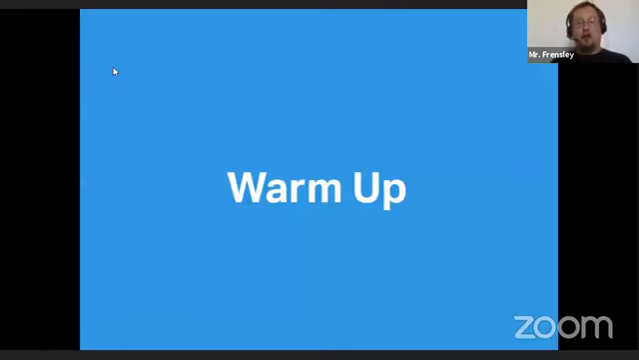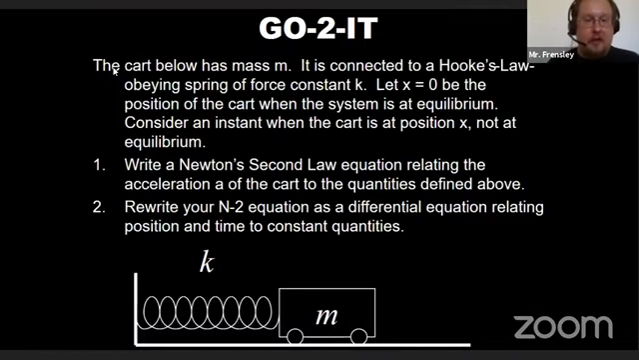All right, start with a warm-up. I'm going to call it a go to it. We've got a cart, it's mass M. It's attached to a spring constant K. Let's let X equals 0 be the equilibrium. That's where the spring has no stretch or compression. But what I want you to do is consider the cart when it's not at X equals 0, but it's some other X, which we're just going to call X.